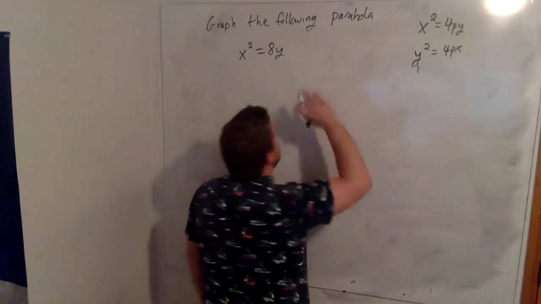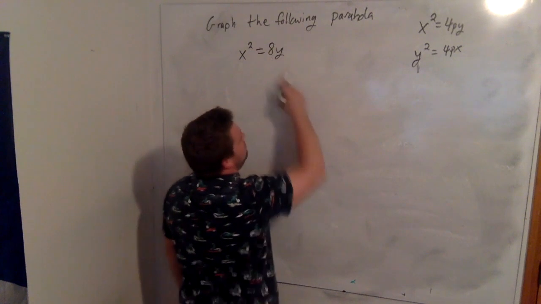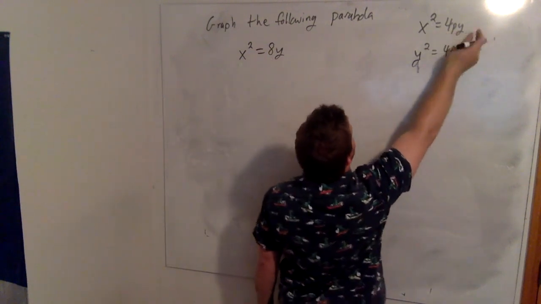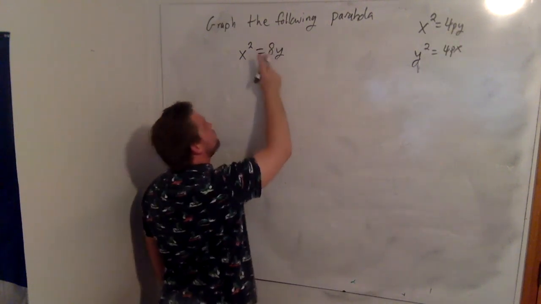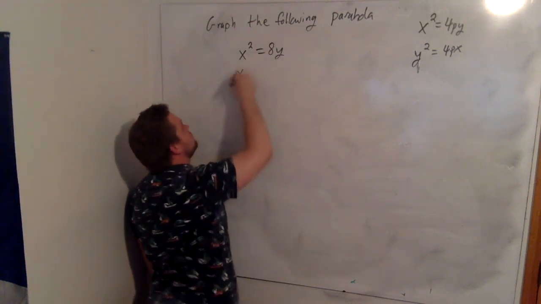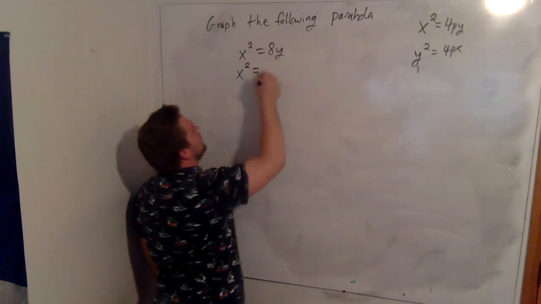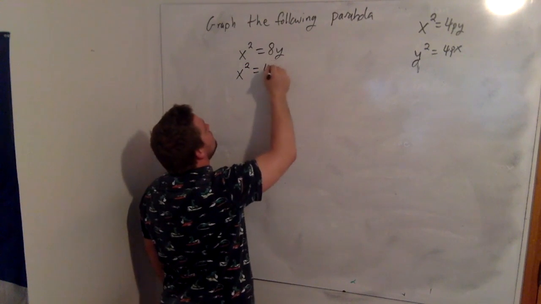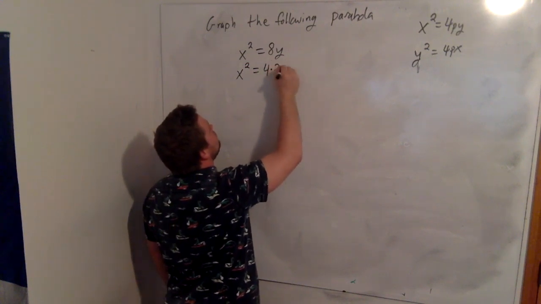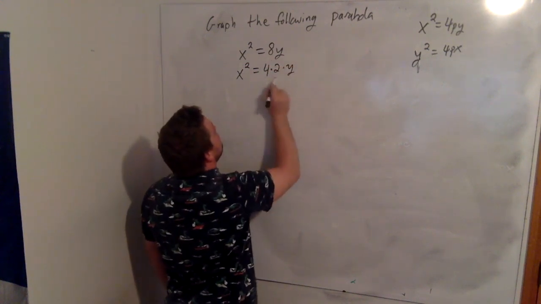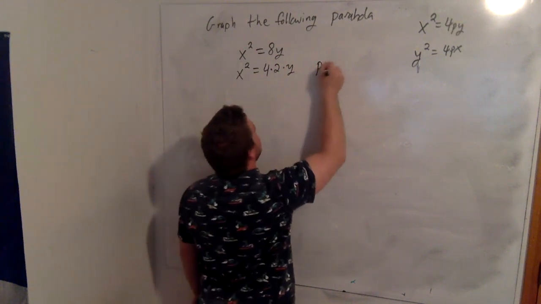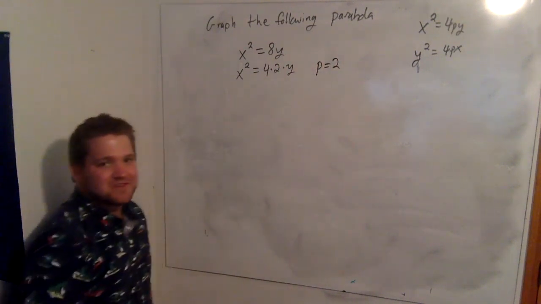Kind of matching pieces here. I see an 8 next to the y. Here I have a 4p next to the y, so you could think about factoring a 4 out of 8. So if you'd like, you could say this is x squared, and this is 4 times 2 times y, so you might be able to see that p has to be 2 in this example.